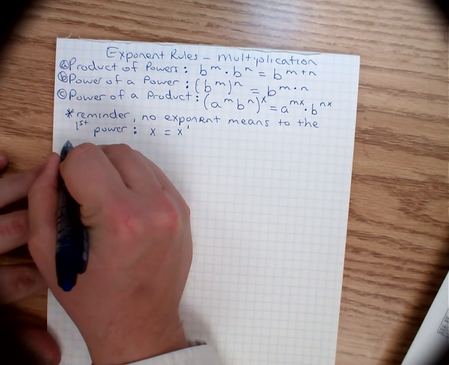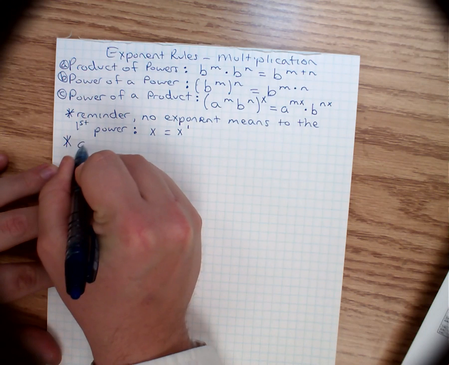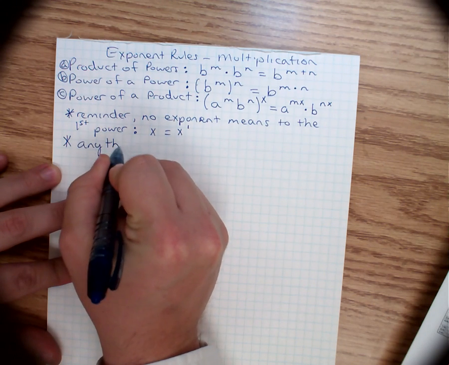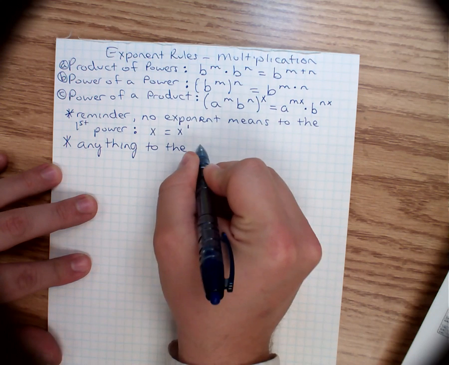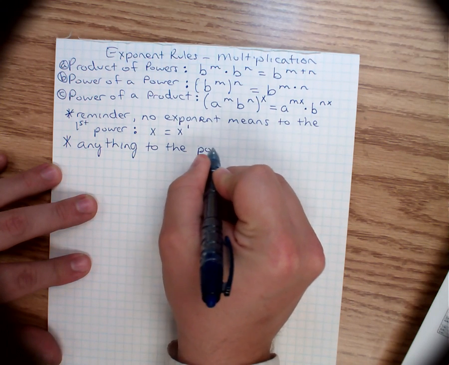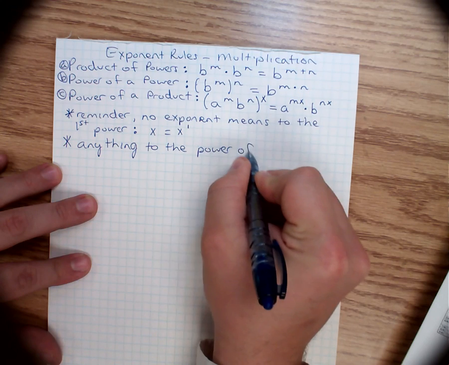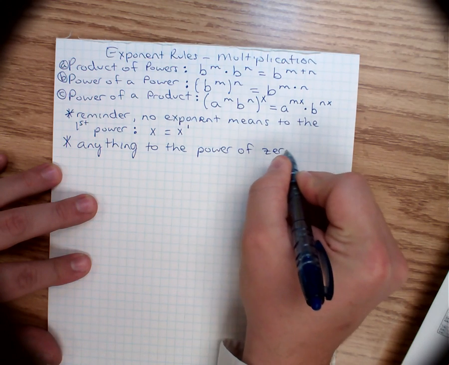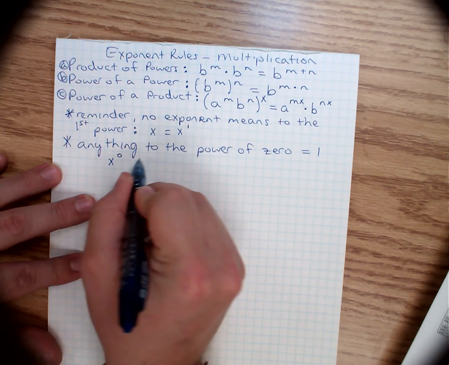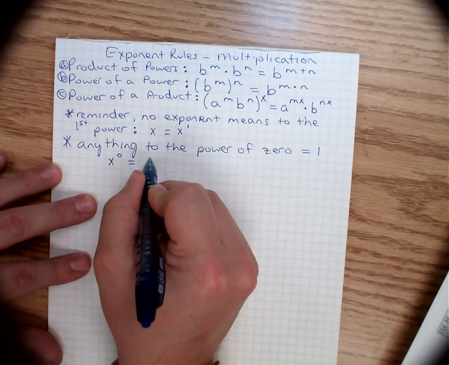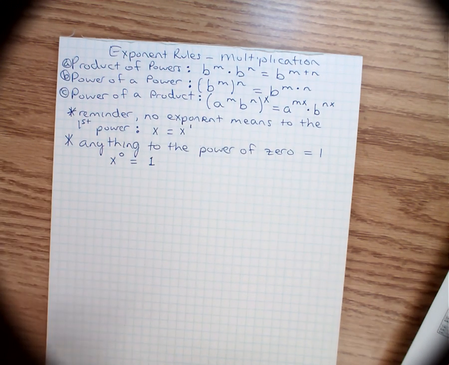And also, anything to the power of 0. Do you remember what that is? 1. Yep. Anything to the power of 0 equals 1. So x to the 0th power equals 1. And we're not going to talk about why yet. That's something I'm going to have to ask you to accept is true for now.